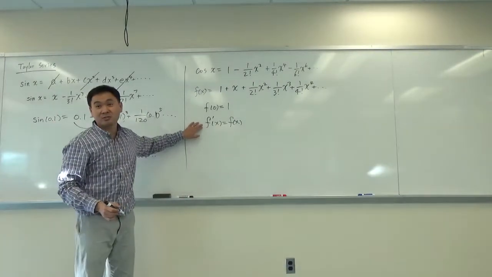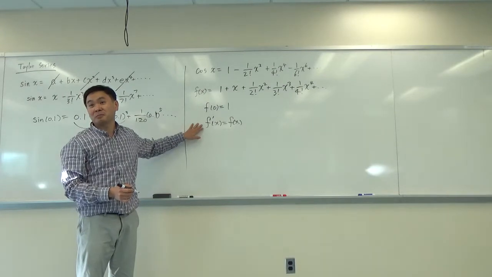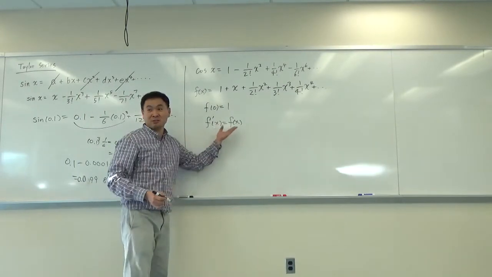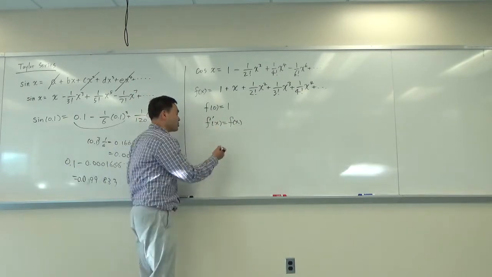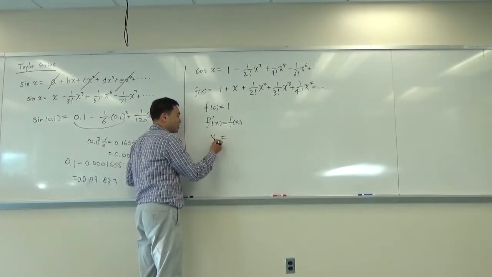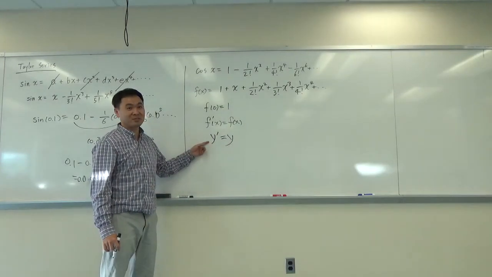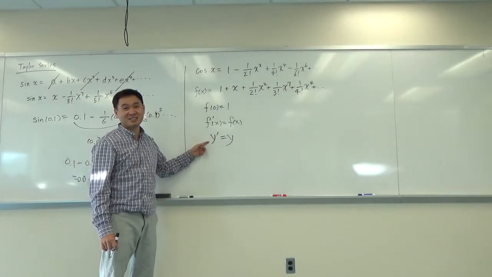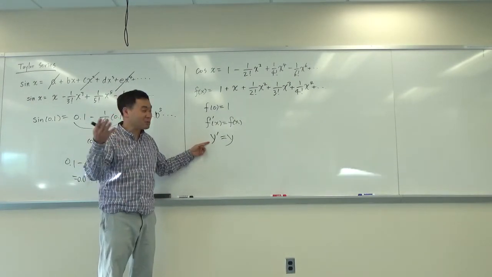What is this? This is a derivative with an equation. What do you call that? If you have a derivative and then there's an equation, what do you call it? I'm asking you a very trivial question. I can't believe you can't answer it. This is what you're supposed to have taken before. What is it? A differential equation, right?